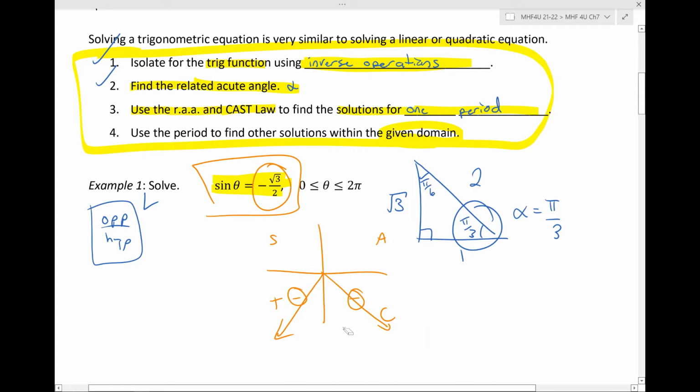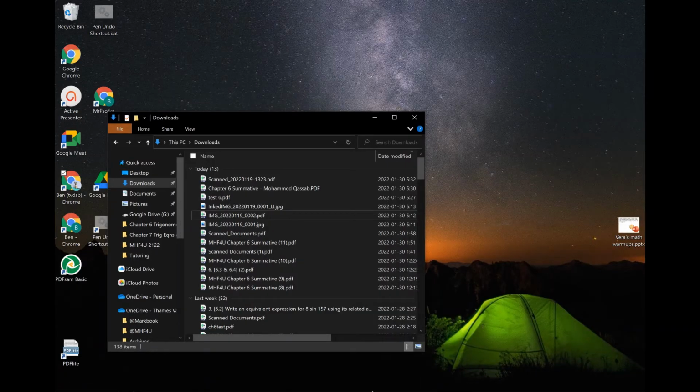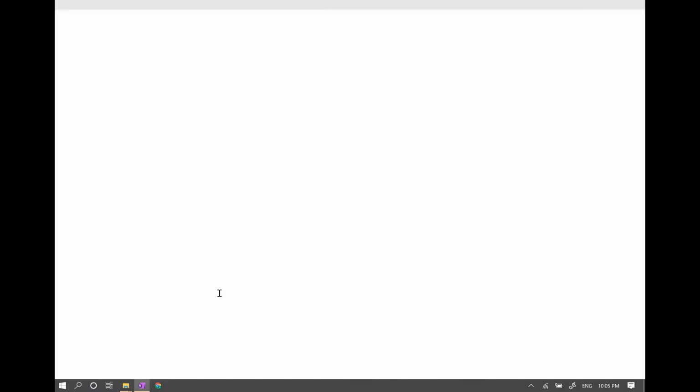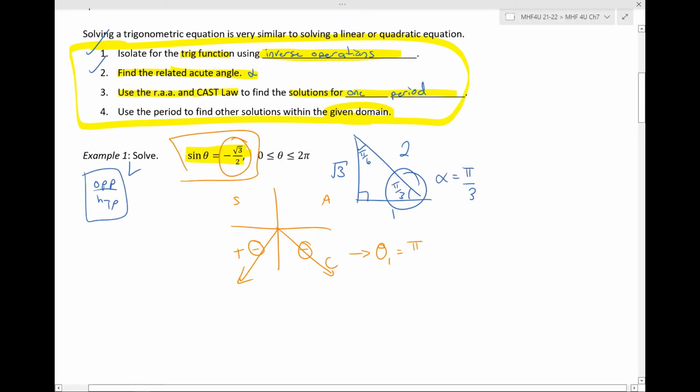All right, so here we're working, and we can say, okay, our angle in quadrant 3, we'll call it theta 1, is going to be, because it's in quadrant 3, pi plus my related acute angle. And if it's pi plus my related acute angle, I know my related acute angle is pi over 3, so that means I'm working with, and I just crashed, bear with me, you get a nice shot of my desktop there. We're working with pi plus pi over 3. Nice and easy. We can do that in our sleep. We're working with 4 pi over 3. That is my first solution.